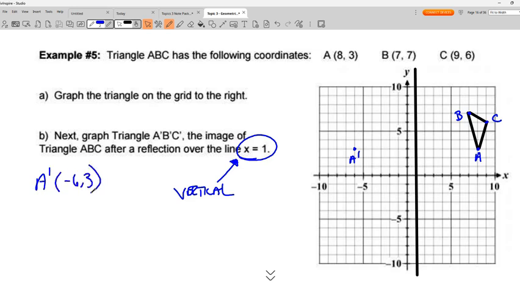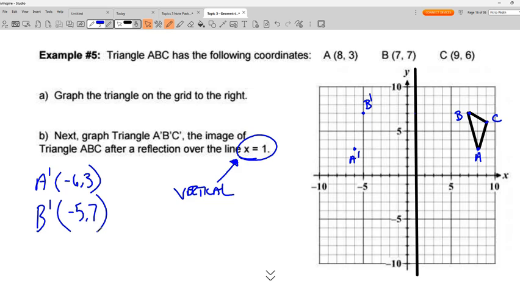Now let's do the same thing with point B. How far is point B to the right of x equals 1? So start on point B and count over. 1, 2, 3, 4, 5, 6 units to get to the line x equals 1. So now we'll go 6 units in the other direction. 1, 2, 3, 4, 5, 6. Right here, that is point B prime. Okay, and so if we go 6 units, or 7 units rather, 1, 2, 3, 4, 5, 6, yeah, no, it is 6 units, that's fine. We're going to have point B prime located at (-5, 7).